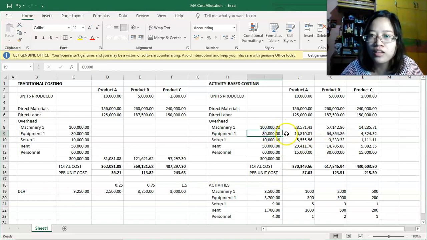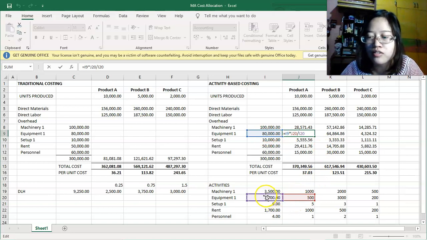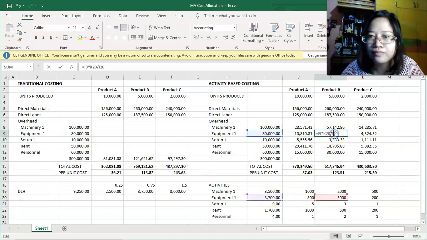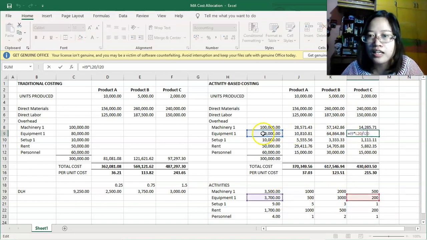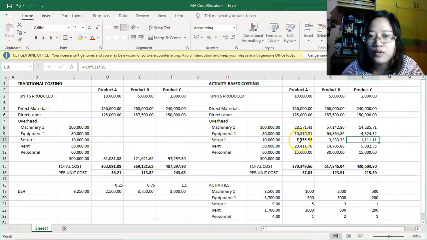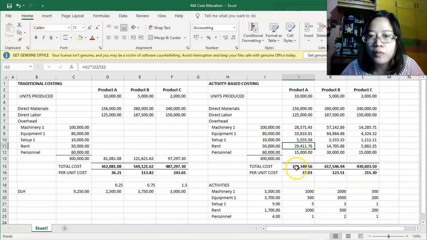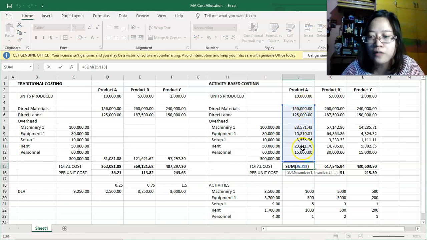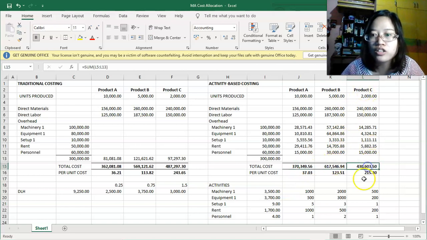So, for equipment, it's the same. 80,000 times 500 over 3,700. Product B, 80,000 times 3,000 over 3,700. Product C, 80,000 times 200 over 3,700. Okay? And so on until setup, rent, and personnel. So, when you add up the total cost, there it is. We see product A, 370,000. Product B, 617. Product C, 430.